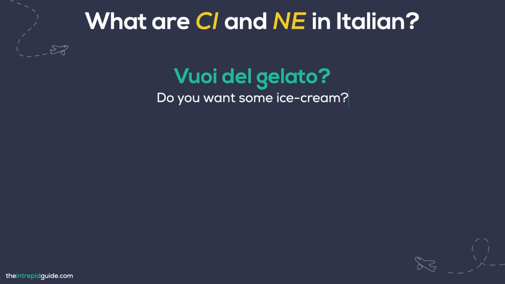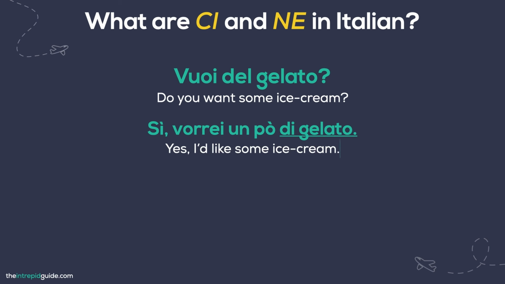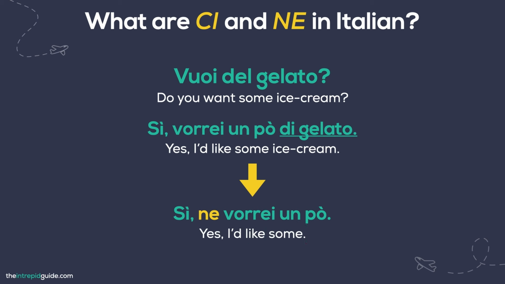Vuoi del gelato? Do you want some ice cream? Sì, vorrei un po' di gelato. Yes, I'd like some ice cream. Becomes: Sì, ne vorrei un po'. Yes, I'd like some. See that by substituting di gelato, of ice cream, with the particle ne, the answer becomes much smoother. Here's another example.